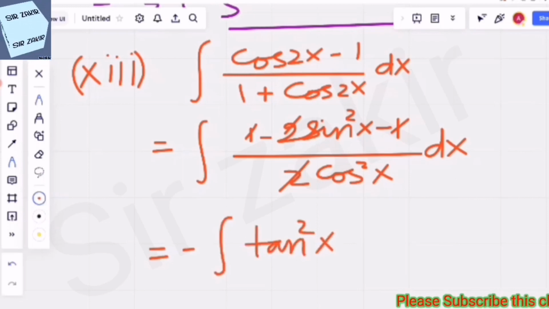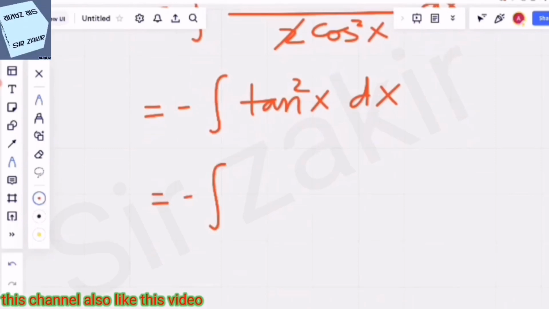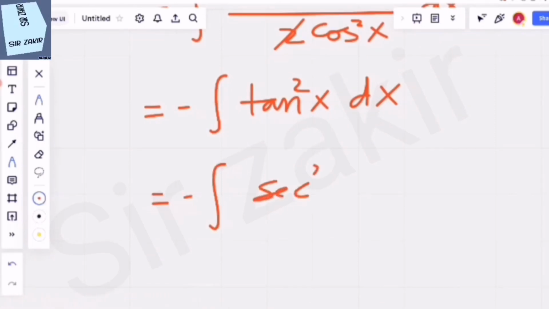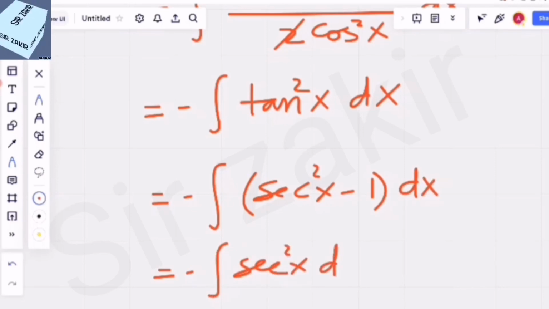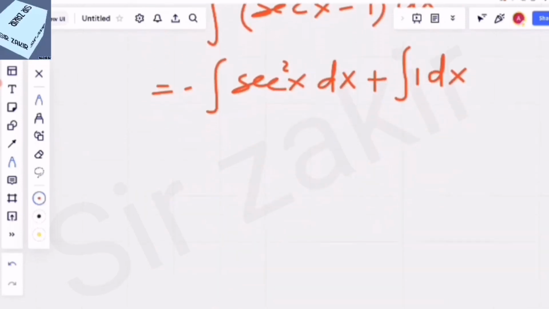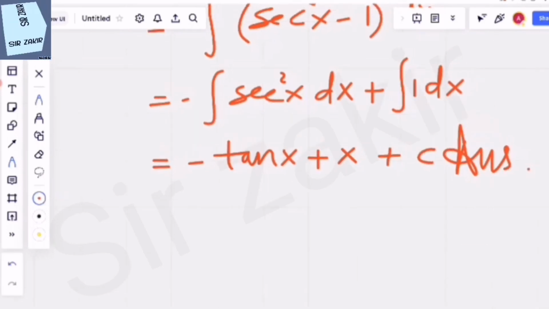Tan square is not in those basic forms. We transform it using an identity. The identity says tan square x is secant square x minus 1 dx. And then we write minus integration of secant square x dx, and this becomes plus integration of 1 dx. Secant square is the derivative of tan, so its integral is tan x, plus integration of 1 is x plus c. So this is also done.